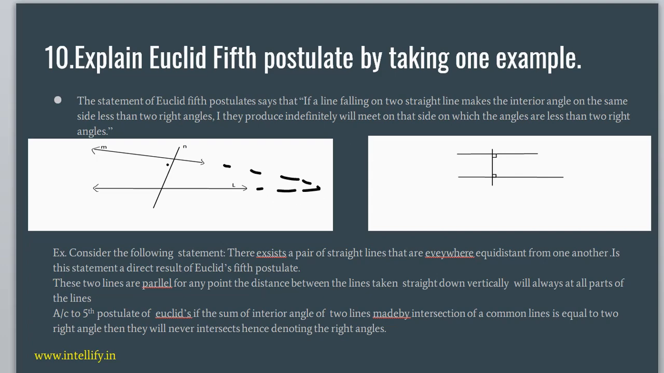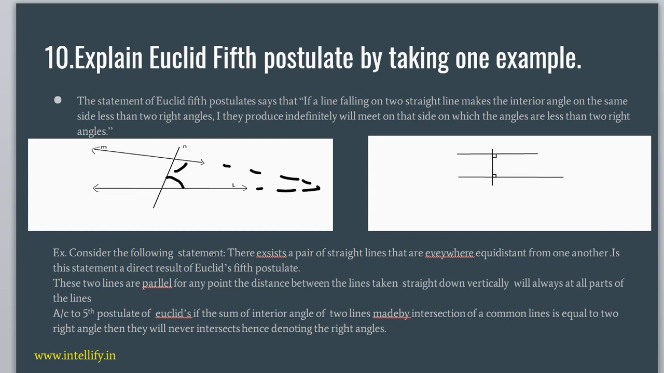Here it is. So if the interior angle made by the lines N and M is this, and by L and M is this, and if the sum of these two angles is less than 180 degrees, then if M and L are produced to their side, they will meet somewhere indefinitely, and the angle which they will make will be less than 180 degrees, that is two right angles. So I have taken the example.